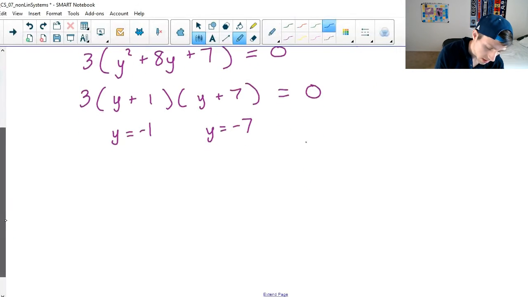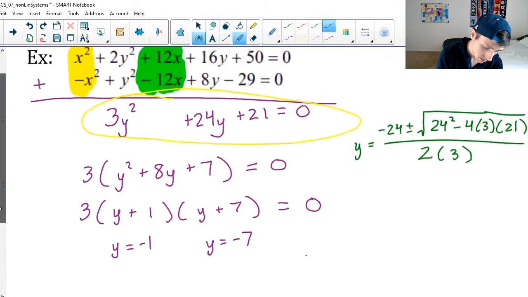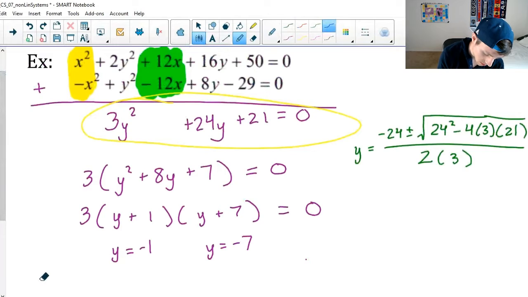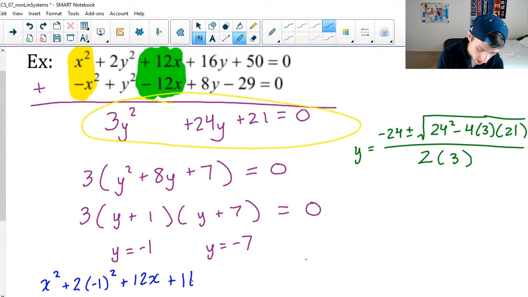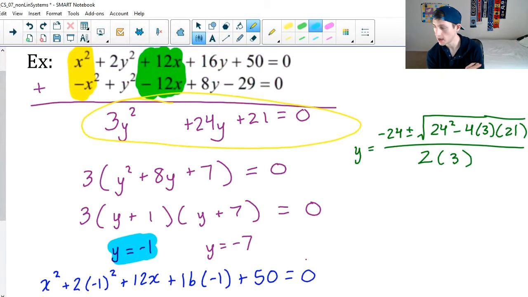So now we'll break this down. We'll go back to one of our first equations. It doesn't matter which one. Let's just use the first one. So x squared plus 2 times y squared, but I'm going to plug in -1, plus 12x plus 16y, but I'm going to plug in -1, plus 50 equals 0. Okay, so this is just me plugging in y equals -1. I'm not doing anything with the y equals -7 yet. I will, but not yet.